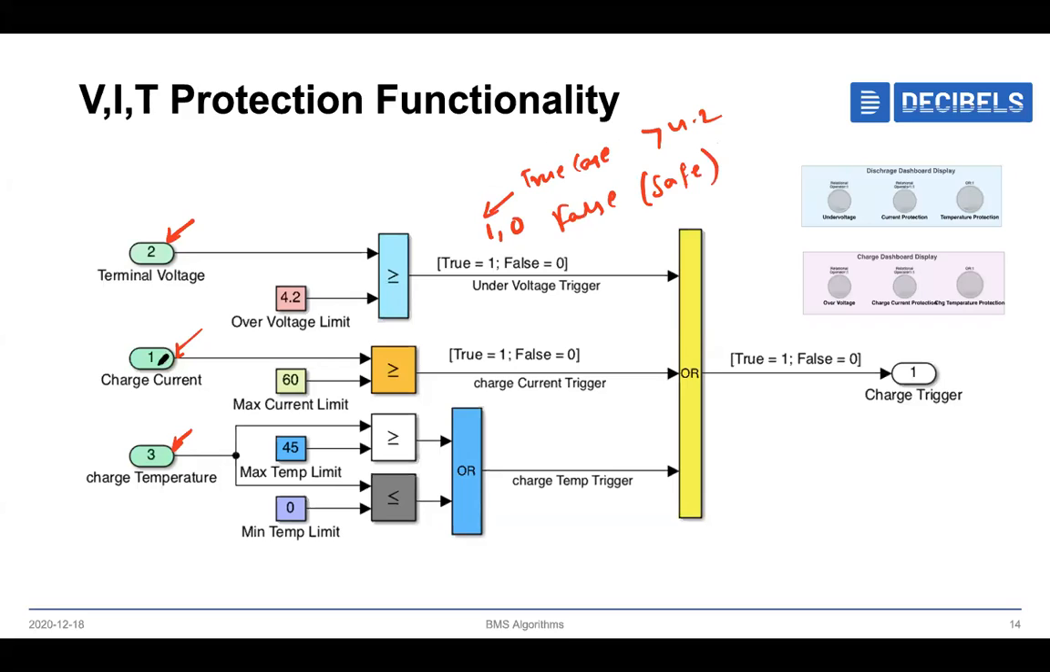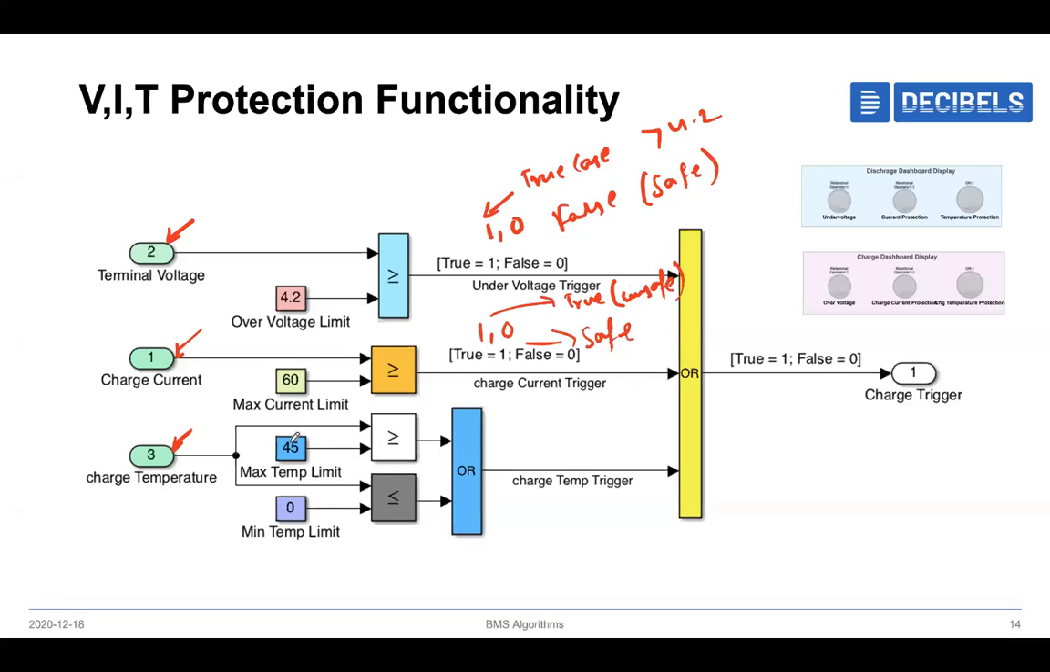And similarly, if you look at charge current, here I have given the limit as 60 amps. It depends upon the cell that you have used in the battery pack. So whenever the charge current goes above 60 amps, it has to send me the output either 1 or 0. If it is sending output as 1, which means true case, true means we are in the unsafe zone, and 0 means we are in the safe zone.